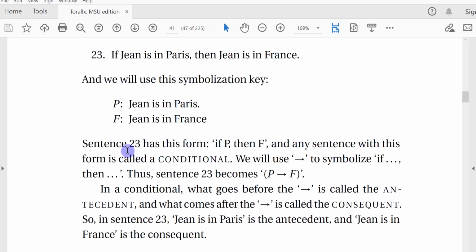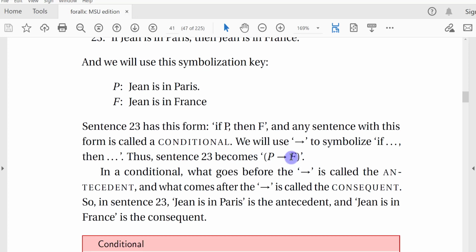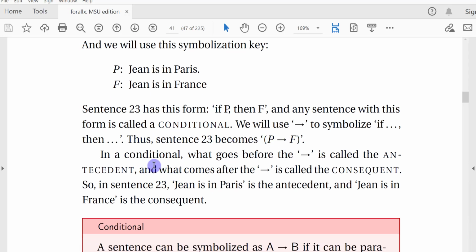You're going to get into symbolizing sentences using letters like these. So sentence 23 has this form: if P, then F. And any sentence with this form is called a conditional. Okay, again, you don't have to worry about this right now, although you will get into it before test 1. We will use the arrow to symbolize the if-then. Thus, sentence 23 can be symbolized P arrow F. Okay, this is the important part.